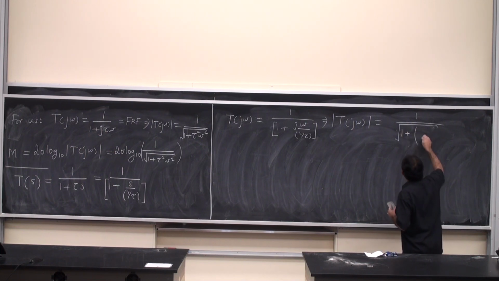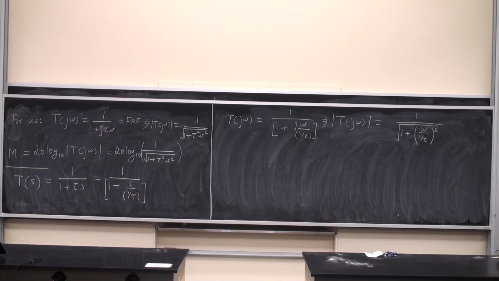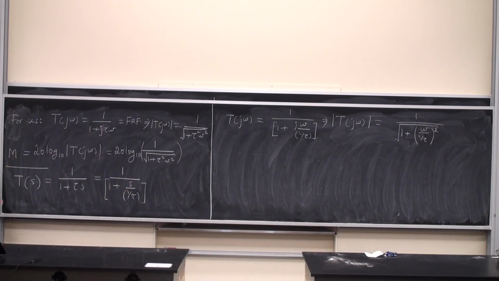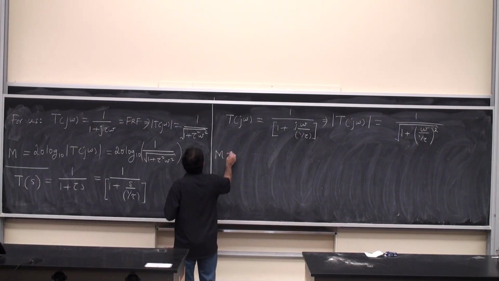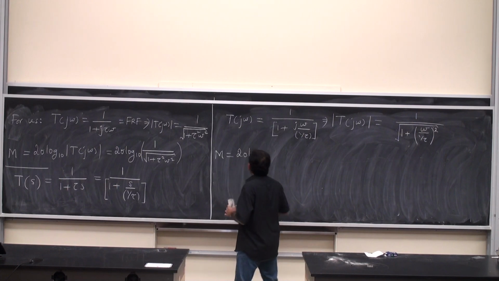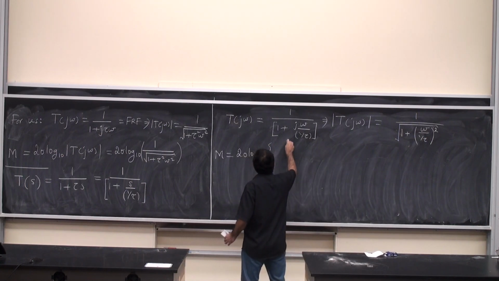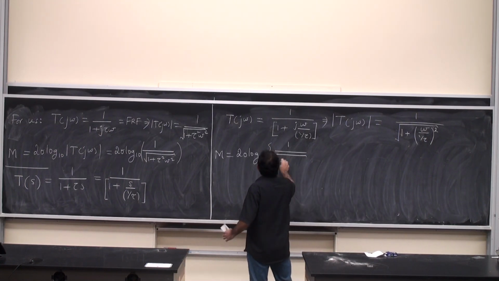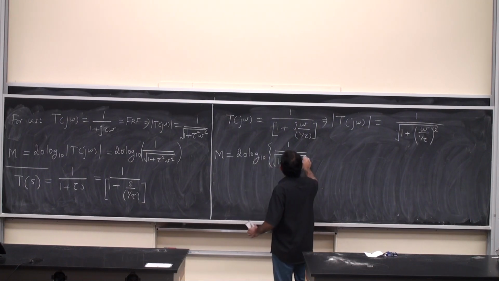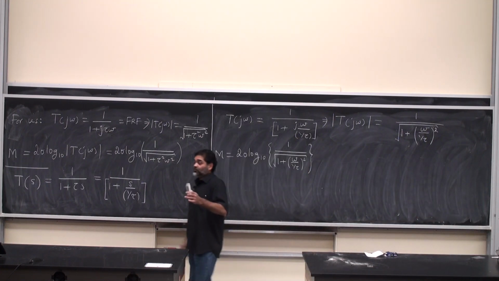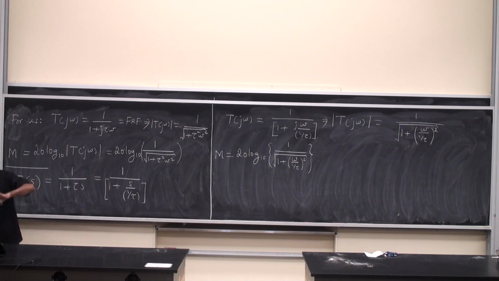So 1 plus omega by 1 by tau whole square. And then I write my gain term. Okay, this capital M, this is the system gain in the Bode plot. So then we say M is 20 log 10 of magnitude of T of j omega, which is this big guy substituted here. 1 by square root of 1 plus omega by 1 by tau squared. Nice thing about log scales is if I have any divisions, they become subtractions. If I have any additions, they become multiplications.